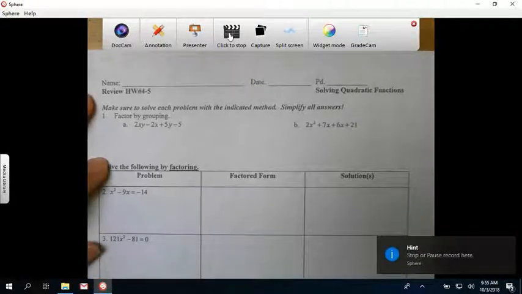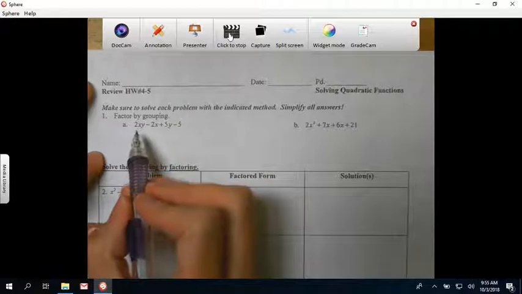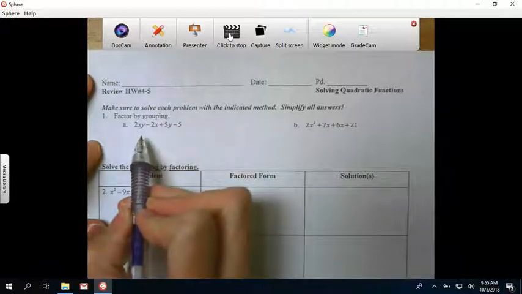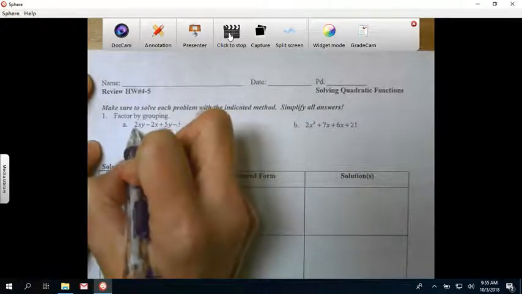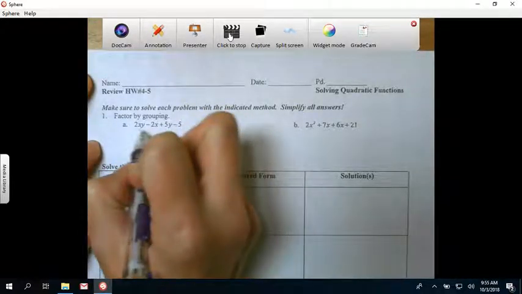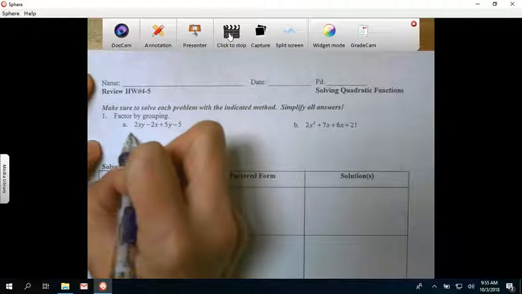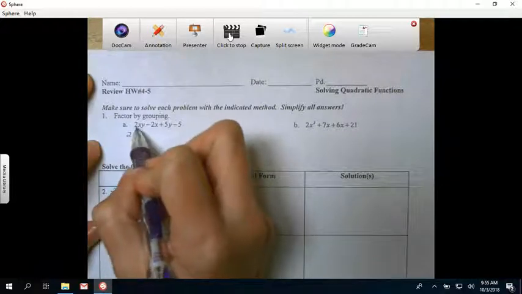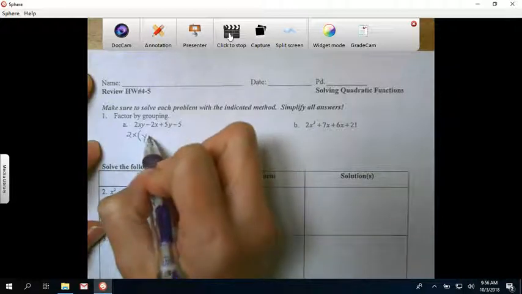Alright, so today we are going to go over the review sheet for Unit 4. So the first one, factor by grouping. Since I have 4 terms, I am going to group the like terms together and take out anything that I can. So I'm going to group these first 2 together and say, what do they have in common? Well, they both have a 2 and they both have an x. So I'm going to bring that 2x out to the front. If I factor a 2x out of 2xy, I'm left with a y. If I factor a 2x out of a 2x, I'm left with a 1.